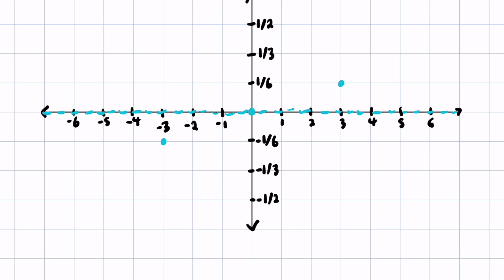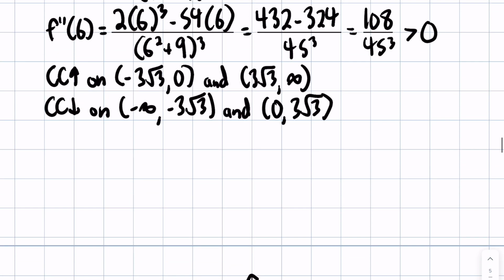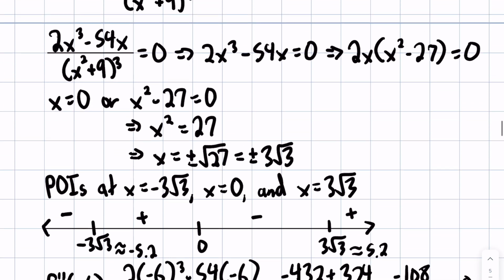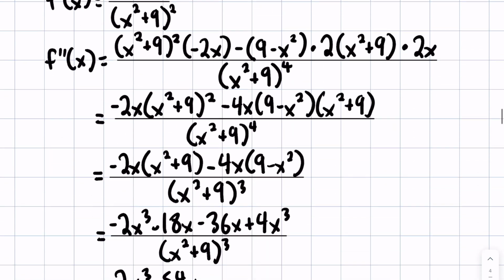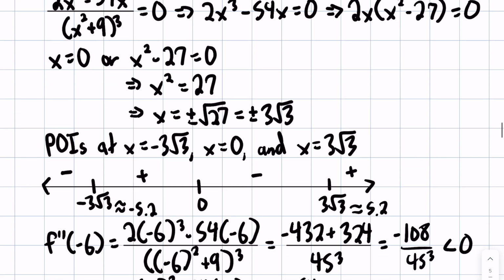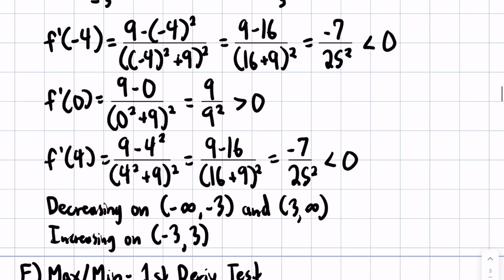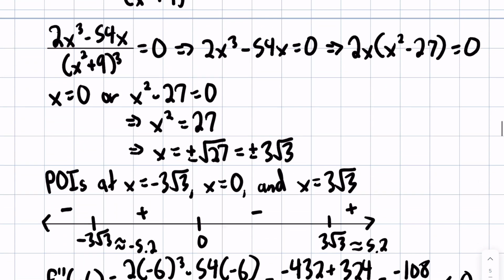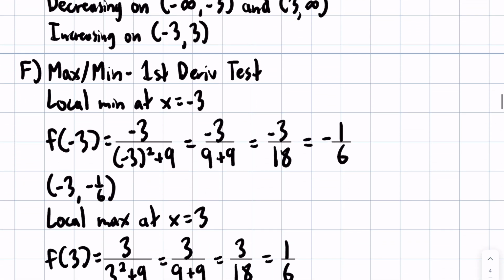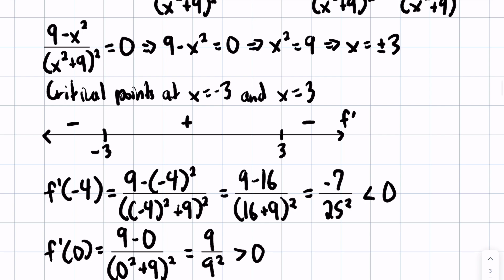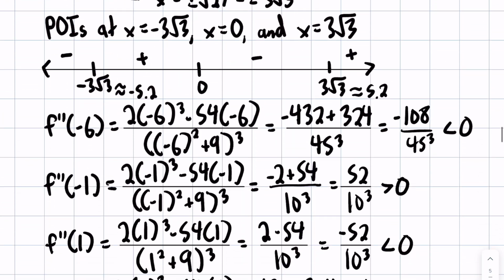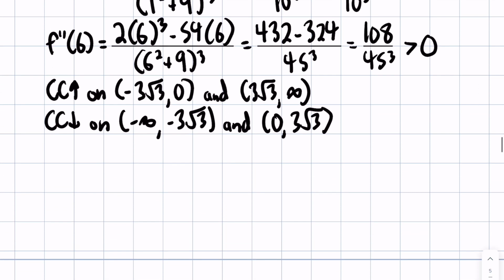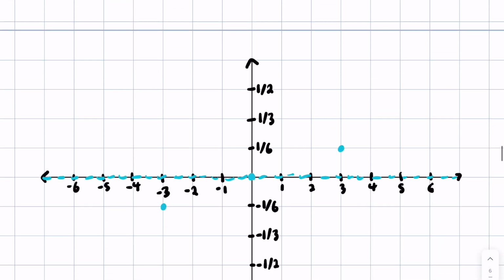All right, now let's talk about where our intervals of different concavity and increasing and decreasing coincide, right? So negative 3 root 3, that's around negative 5.2. So what's happening from 0 to negative 3 applies there, right? From 0 to negative 3, we are going to be decreasing because of the increasing decreasing test. And because of the concavity test, we also know that we are going to be concave down.